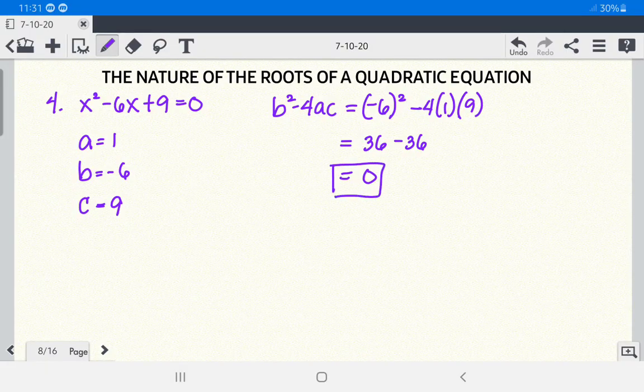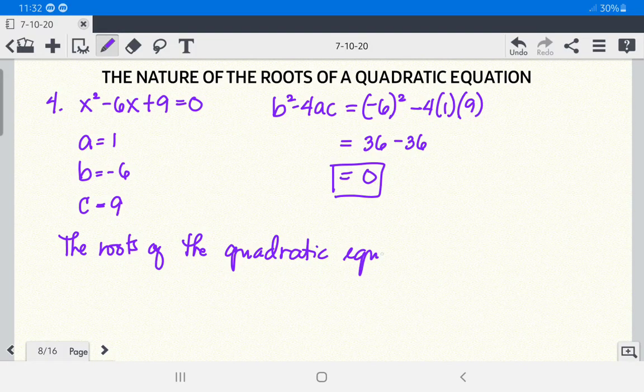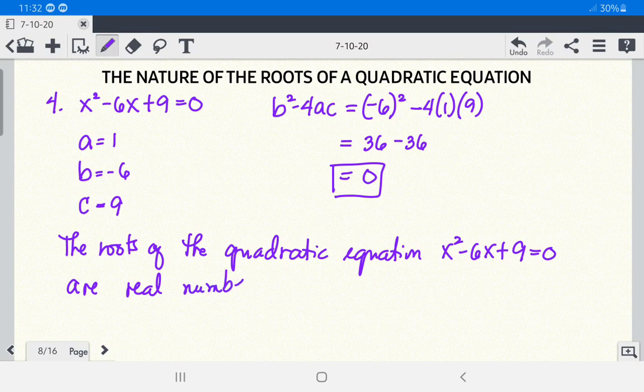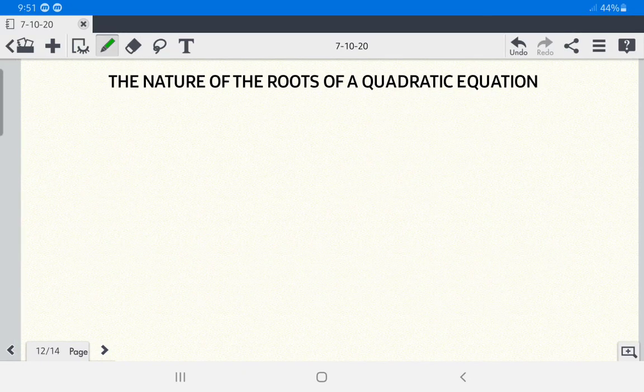Then, since the discriminant is 0, the roots of the quadratic equation x squared minus 6x plus 9 equals 0 are real numbers and are equal. Okay, number 5.